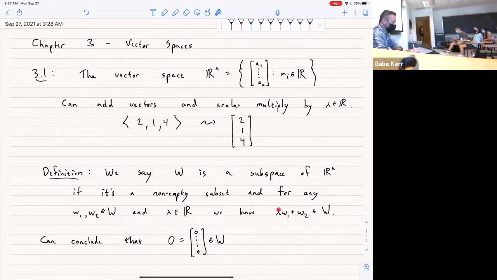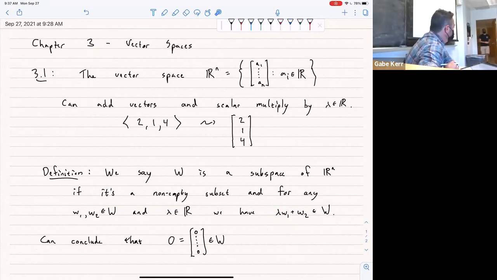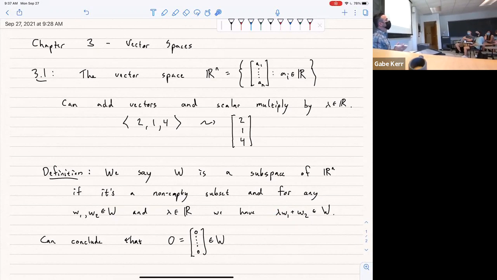And then if you just take lambda to equal 1, you'll see that the sum of any two vectors is also in the subspace. So being a subspace is just like being a subgroup. We want it to be closed under the operations that we have at our disposal. In vector spaces, we have two operations, not just one law of composition. We have one law of composition and we have something else, which refers to scalars, which we'll get to in a moment.